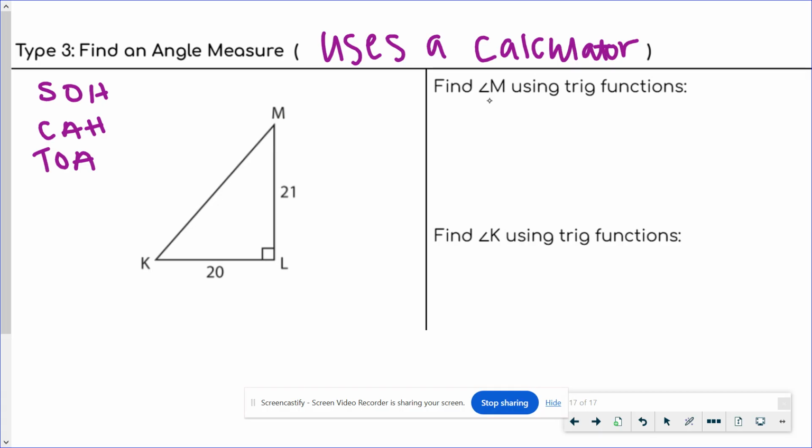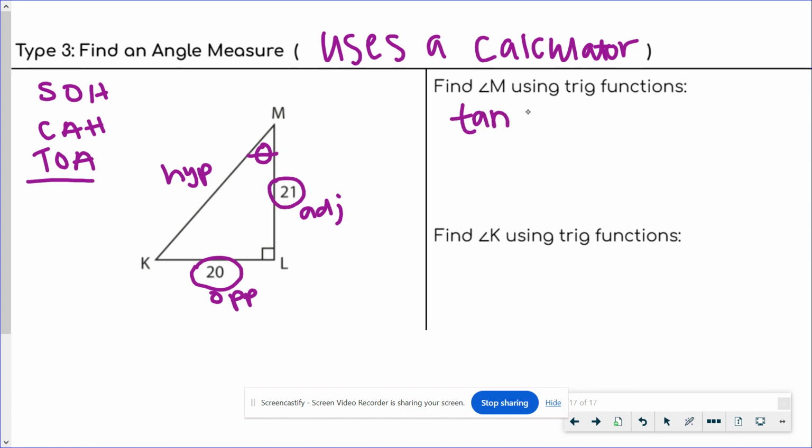Now it says first find angle M using trig functions. So angle M, I'm right here. I'm going to label my opposite, my adjacent, my hypotenuse. Well, I have values for opposite and adjacent, so that tells me I'm going to use tangent. So the tangent of theta, and I don't know theta, so I just put that, is equal to 20 over 21.